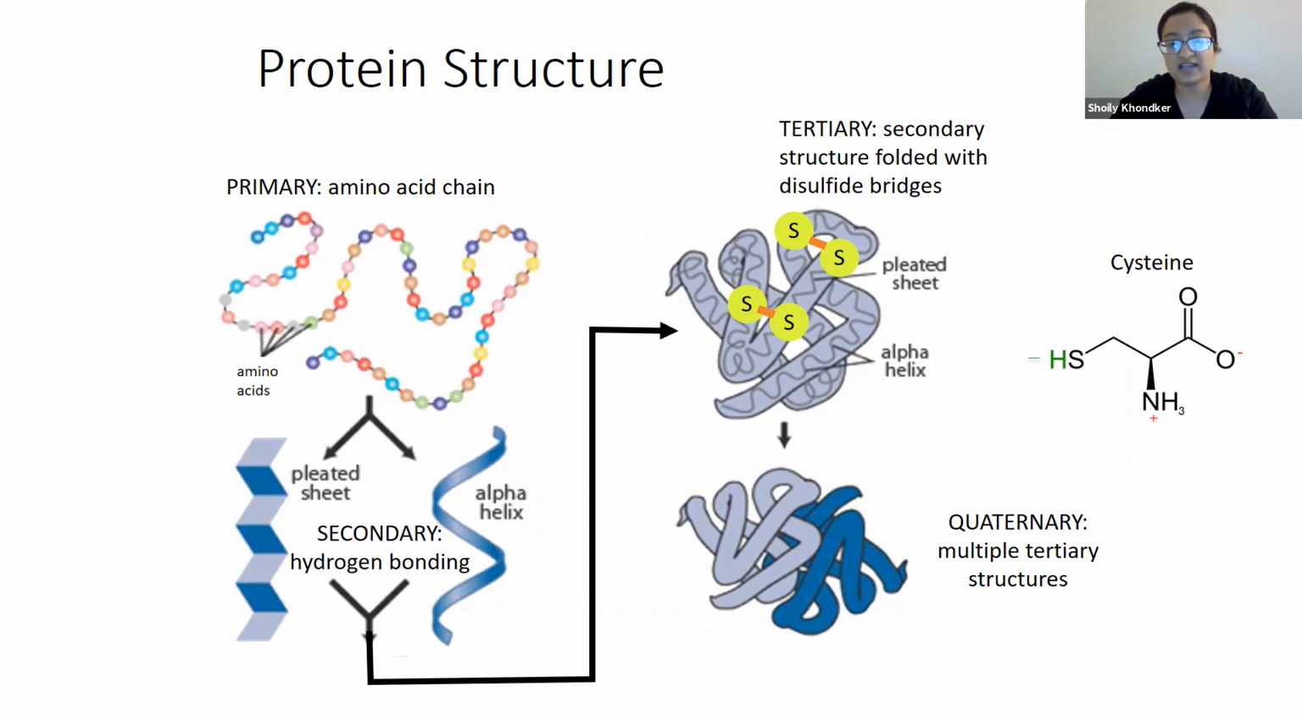These amino acids have side chains that can undergo hydrogen bonding amongst each other, and these hydrogen bonds can form secondary structures, either beta pleated sheets or alpha helices. And then once the secondary structure is folded, the cysteine residues, which contain a sulfhydryl group, can form disulfide bridges, which are represented here. And this comprises the tertiary structure. And then certain proteins exist in complexes, and these complexes are called quaternary structures. So these are a combination of multiple tertiary structures.